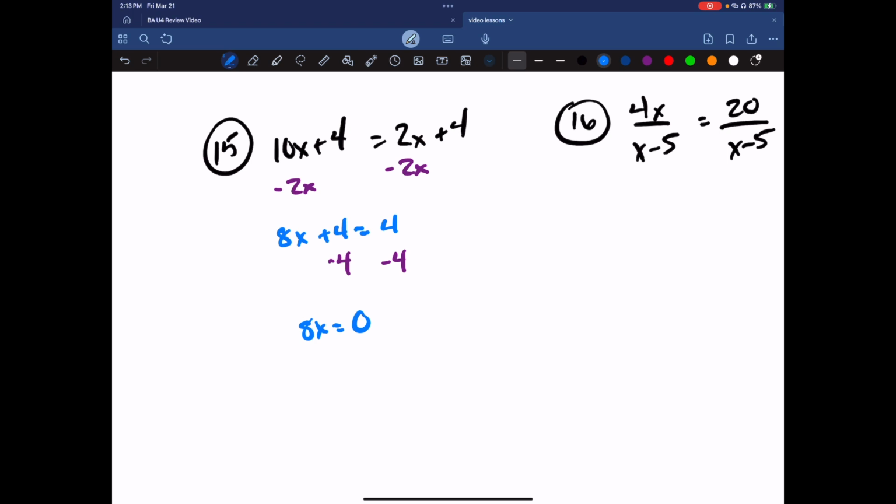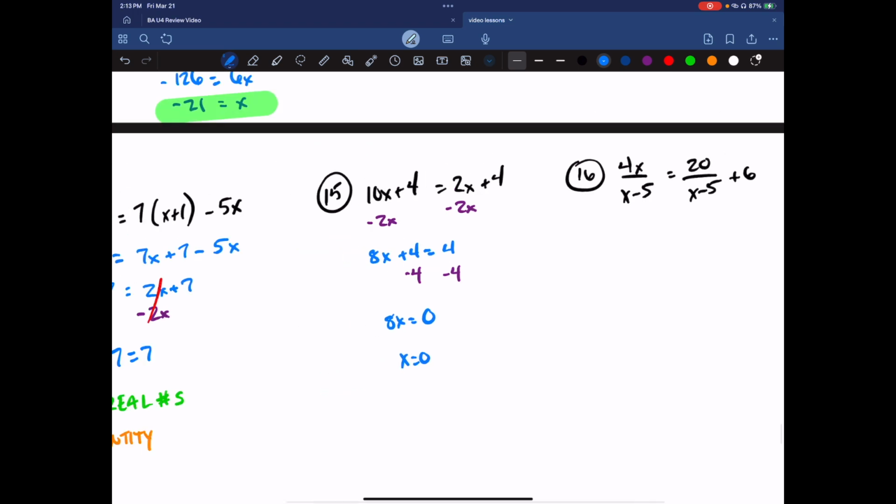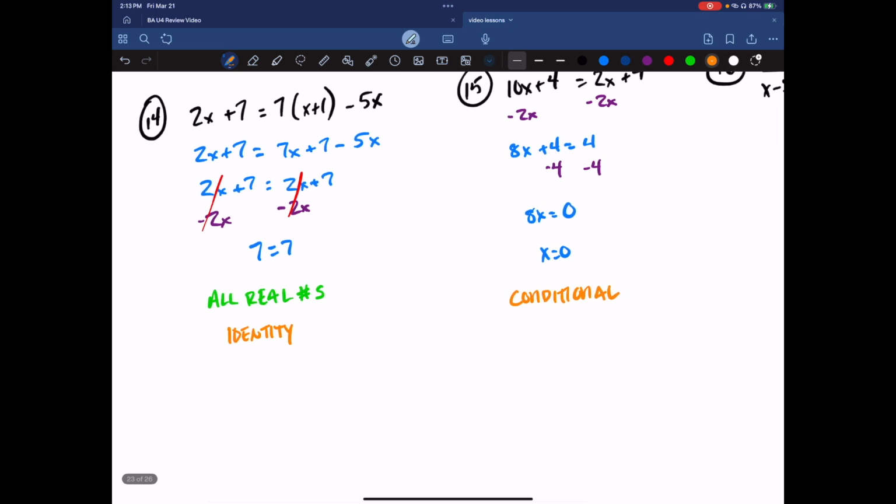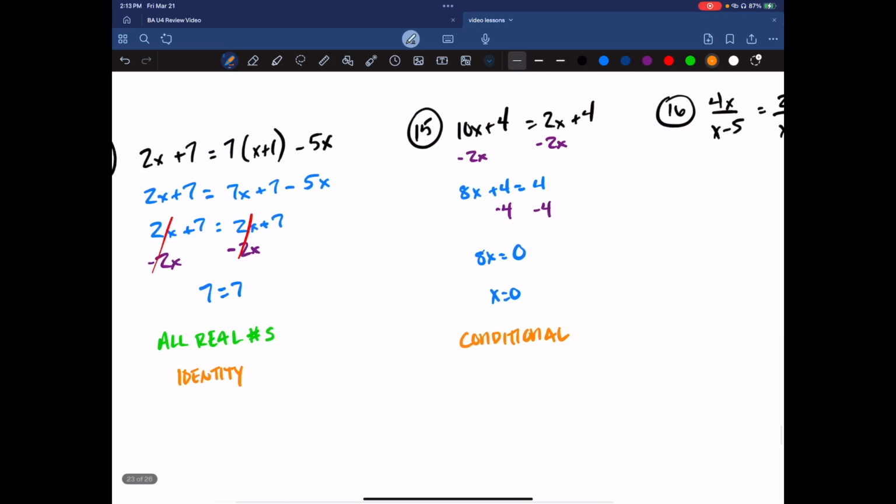And so when I divide everything by 8, x is 0. Because x equals a single number, I actually got a solution out of that. This is what we call conditional. And the difference between 14 and 15 is that on 14, it doesn't matter what you plug in for x, it always works. On 15, you can only plug in 0, and that's what makes it work. If you plug in anything else, it doesn't work. So it is conditional. It only works under certain conditions.